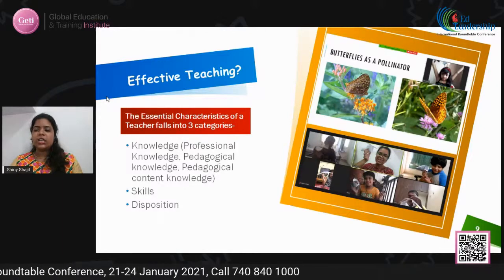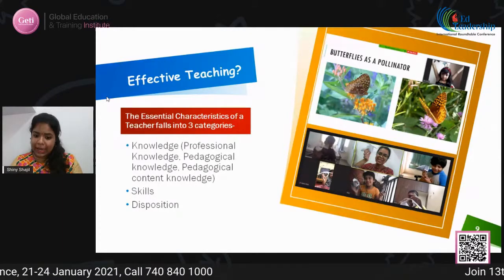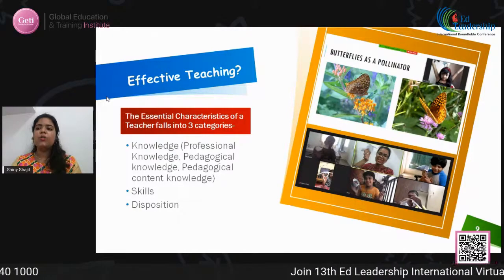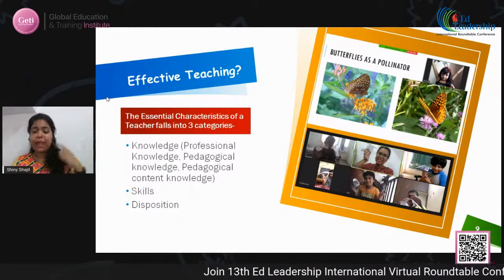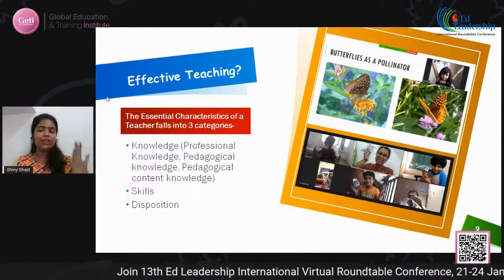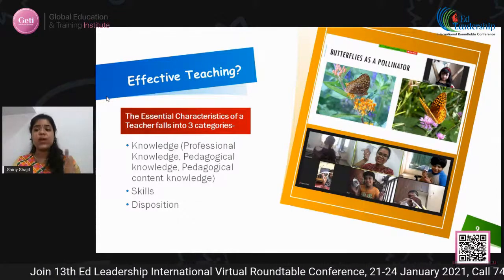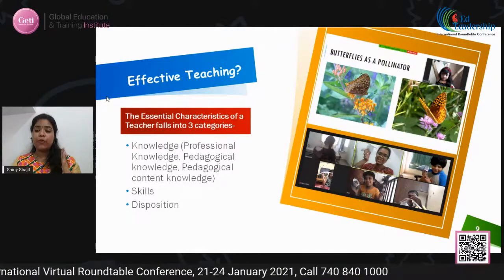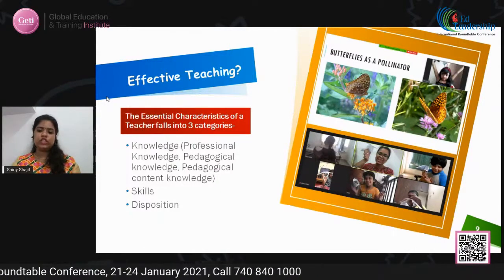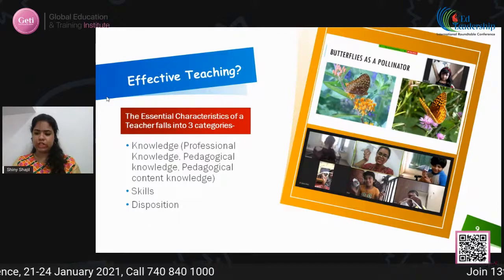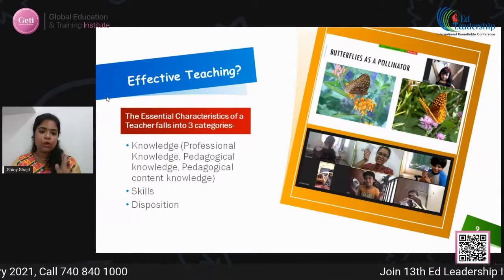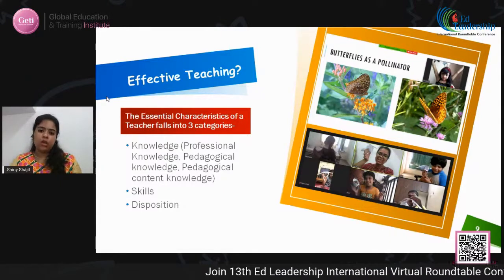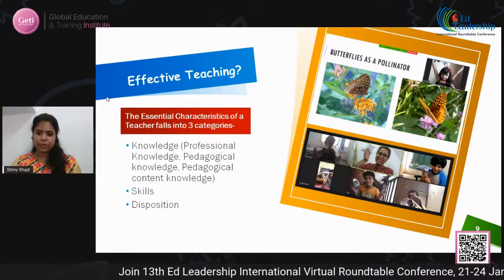Disposition, as in a teacher must have appropriate values and commitment and ethics that showcase positive behavior. Again, back to Pavlov, we directly or indirectly affect the behavior of the child. So as an effective teacher, we must have appropriate ethics related to education. We must have a commitment towards education, and we must have the appropriate values towards education. And that is what defines a good teacher.